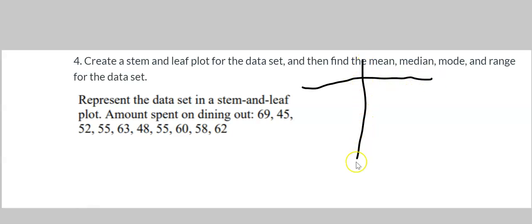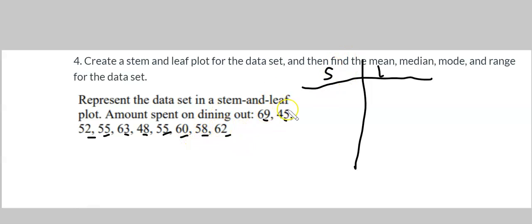So we're going to create a stem and leaf. I'm going to use an S for stem and an L for leaf. So we need to determine what is our stem and what is our leaf. Leaves are always the very last digit within your number or data set. Looking at each one, that very last number, so 9, 5, 2, 5, 3, 8, 5, 0, 8, and 2, those are all leaves.